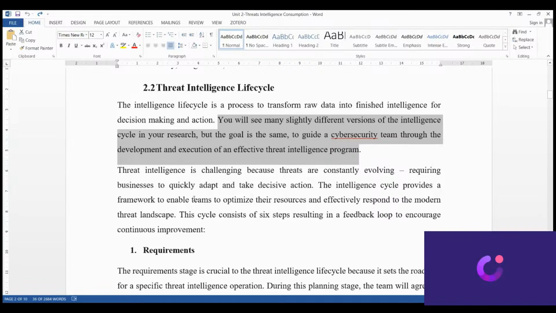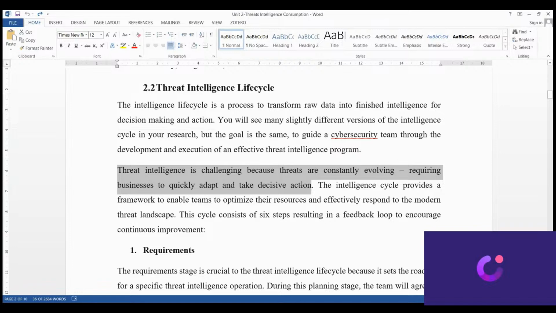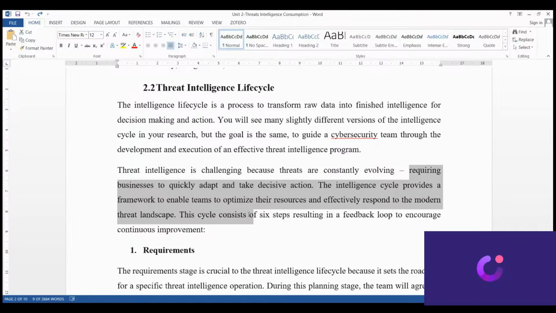Again, threat intelligence is challenging because threats are constantly evolving. That is why you cannot really use the same cycle, because things keep changing. Threats are constantly evolving, requiring businesses to quickly adapt and take decisive action. So the intelligence cycle provides the framework to enable teams to optimize their resources and effectively respond to the modern threat landscape.